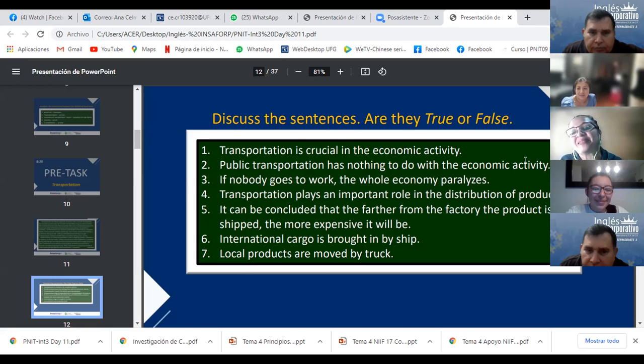Number four, transportation plays an important role in the distribution of products. It's true. And number five, it can be concluded that the farther from the factory the product is shipped, the more expensive it will be. Farther, más lejos, further. Yes, it's true.